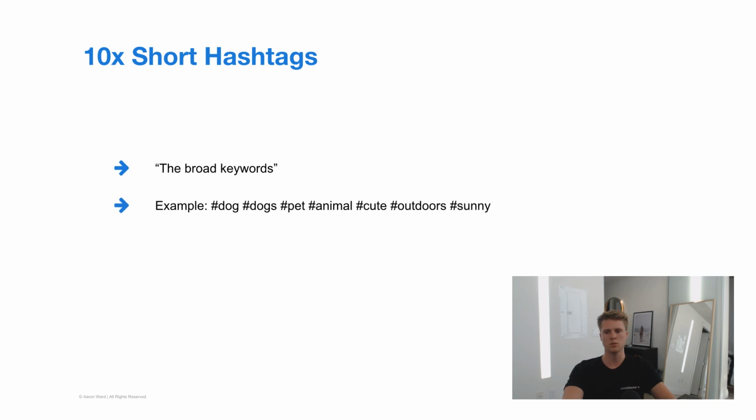Examples of these broad keywords: let's say you upload a picture of a dog. You could use hashtag dog, hashtag dogs, hashtag pet, hashtag animals, hashtag cute, hashtag outdoors if the picture was taken outdoors, hashtag sunny. And what I recommend when you're finding these hashtags is to gather hashtags which basically work across most of your images in general.